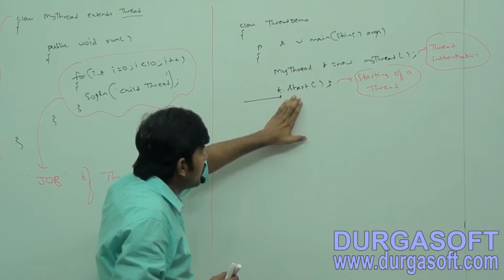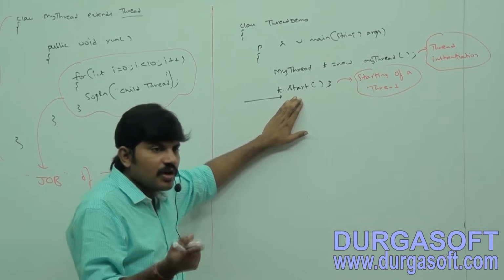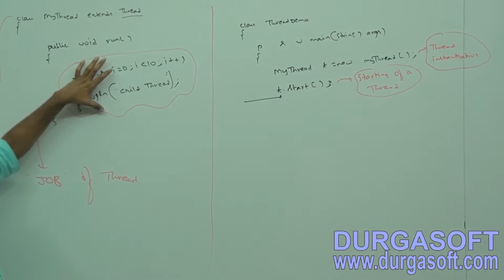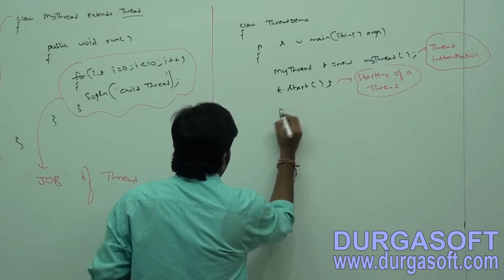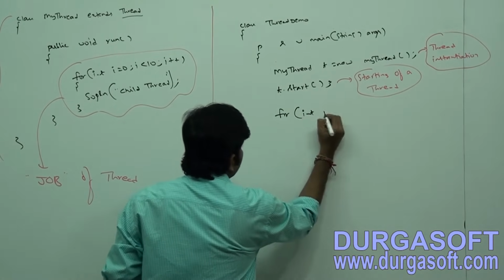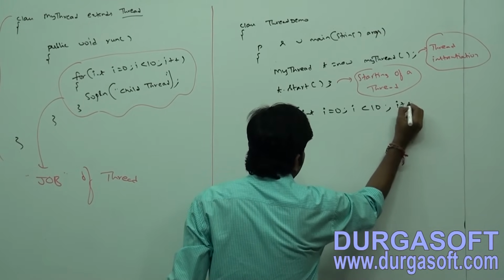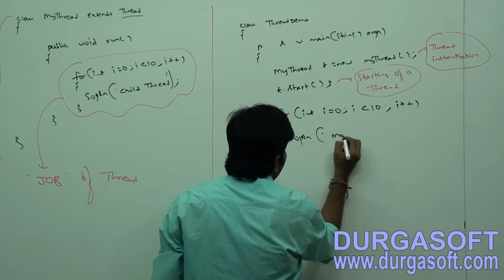Any code like this will be executed by the main thread. Then what is the job of the child thread? The job of the child thread is whatever code is there inside the run method. Now I am taking here for (int i = 0; i < 10; i++) System.out.println.